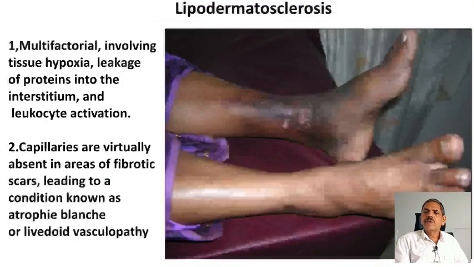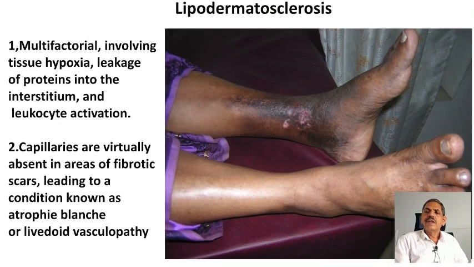And this picture is showing the lipodermatosclerosis. The development of lipodermatosclerosis is multifactorial, involving tissue hypoxia, leakage of protein into the interstitium, and leukocyte activation. Capillaries in this area are virtually absent in the area of fibrotic scar, leading to a condition known as atrophie blanche, or what is called livedoid vasculopathy.